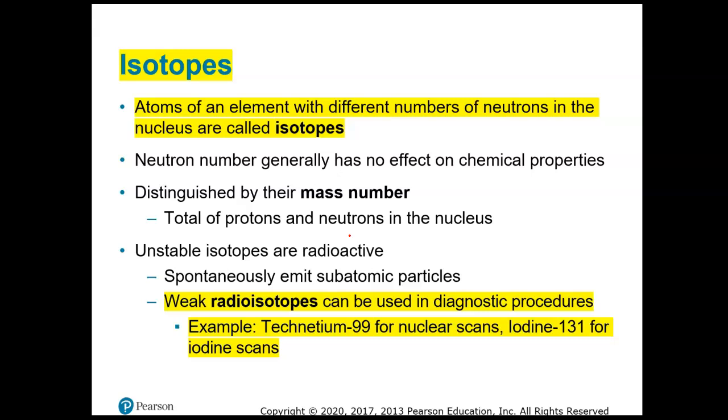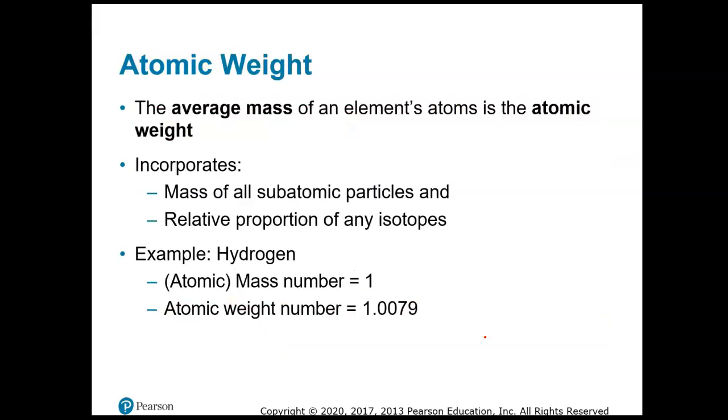Isotopes are atoms of the same element that have different mass numbers. Some isotopes give off radiation, and they're called radioisotopes. We use technetium-99 for nuclear scans. We use iodine-131 for iodine scans. So these are radioactive isotopes of these particular elements. So the atomic number is the number of protons. The mass number is the number of protons plus neutrons.